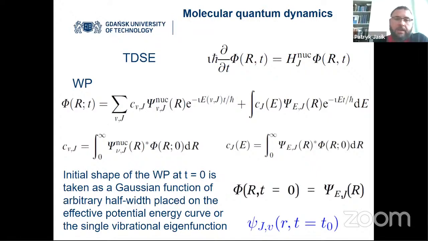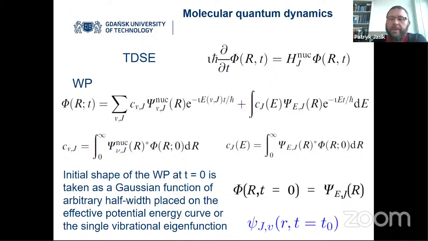Okay, now I would like to say something about molecular quantum dynamics. We used the time-dependent Schrödinger equation. It is also the standard approach with the wave packet, which is defined like this. And here you can see psi_{v,J} and psi_{E,J}. These wave functions are eigenfunctions of the nuclear Hamiltonian, which I showed you before.